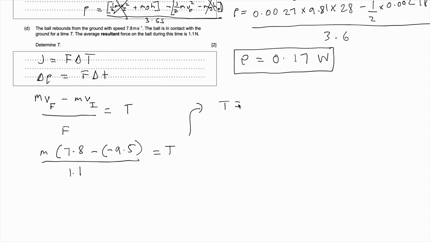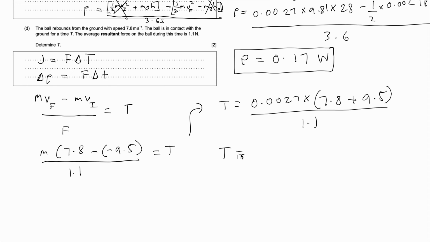So T is equal to the mass of the ball, 0.0027, times, put this in your calculator, 7.8 plus 9.5 all over 1.1. So time is nothing but, let's put this in your calculator, 0.0027 times 7.8, sorry, plus 9.5 all over 1.1, and that gives us the time in which it's in contact with the floor to be about 0.042 seconds.